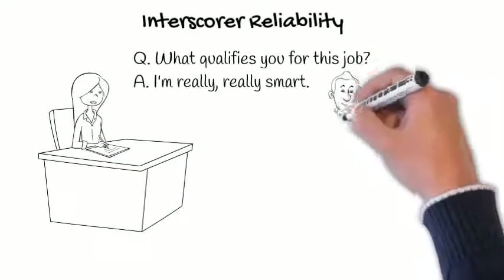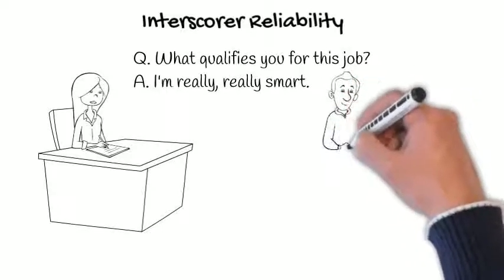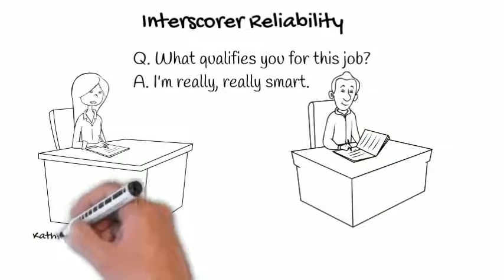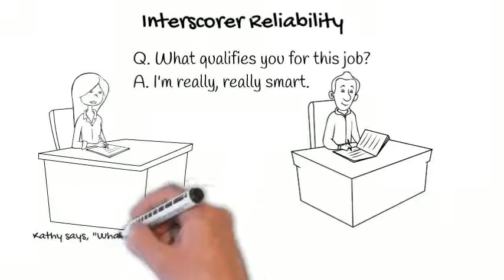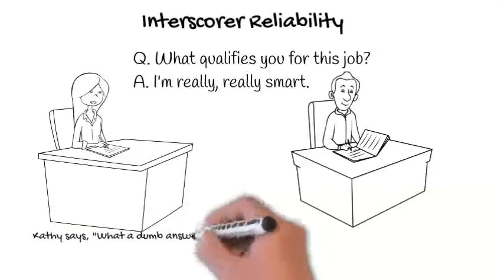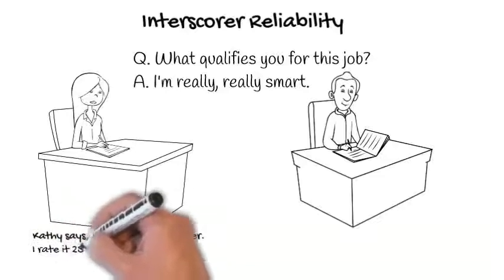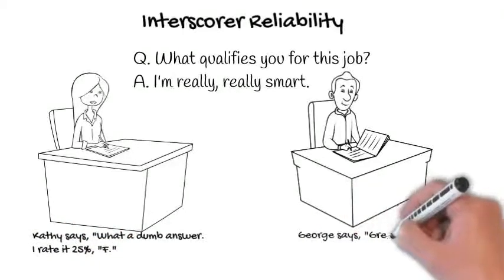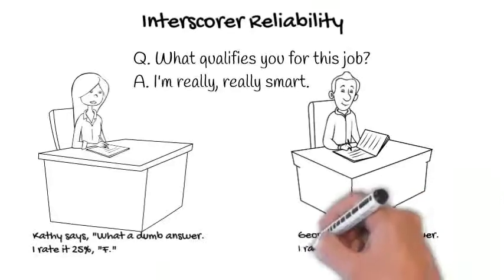In a test, you generally want to have very clear criteria about what constitutes a good answer, what constitutes a not so good answer, so that you can maximize the interscorer reliability and minimize the error that's introduced by different judgments by different scorers.